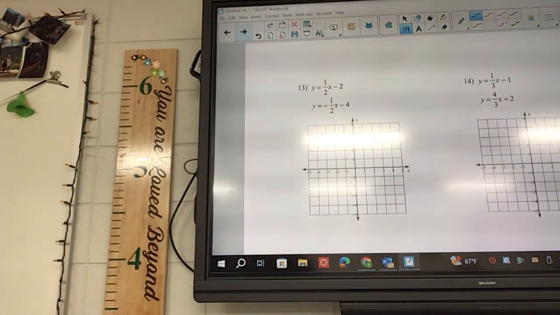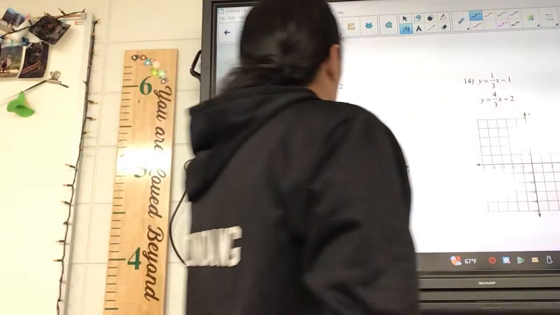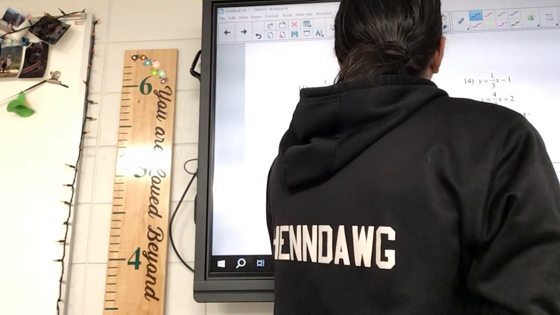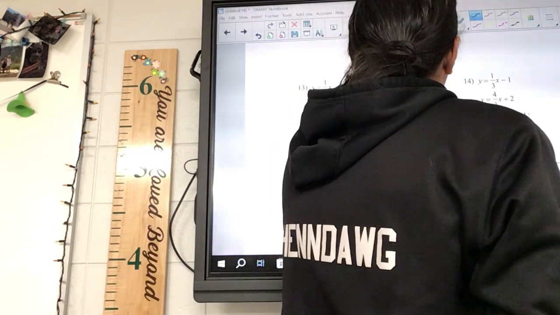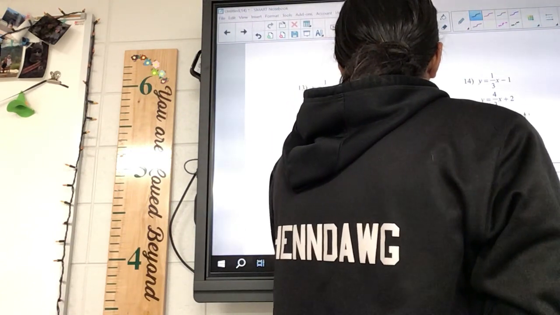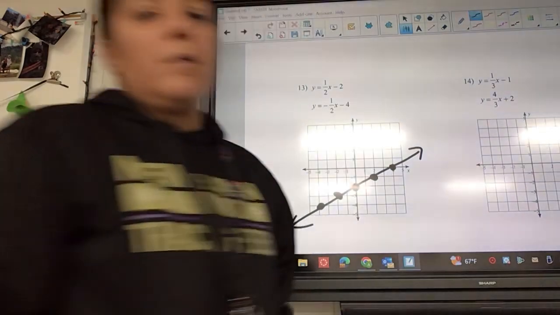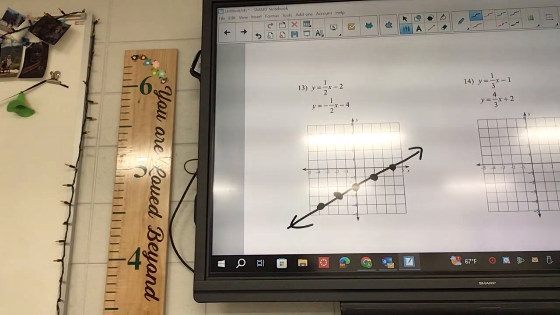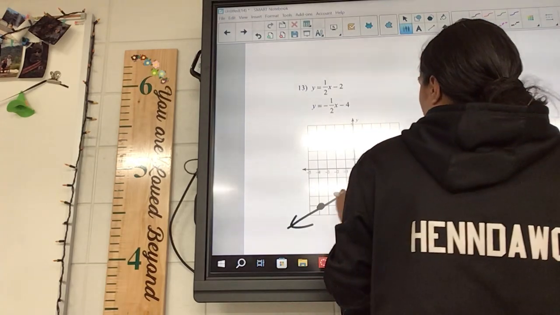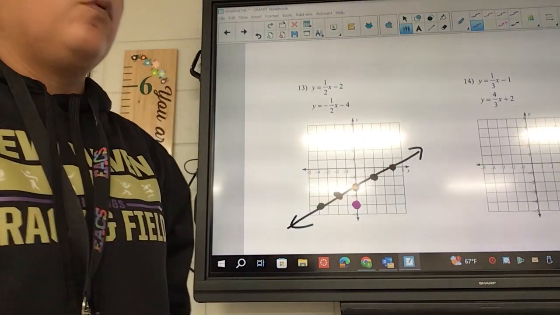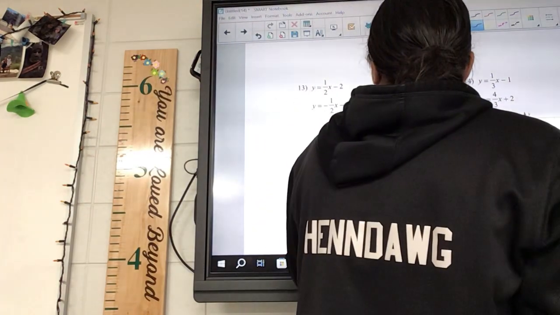12. Line 1 starts at -2, and we're going to go up 1 over 2, or down 1 over 2. Line 2 starts where? -4. Okay, so line 2 starts at -4, and it has a slope of -1 over 2. So we're going to go up 1 over 2 this way.